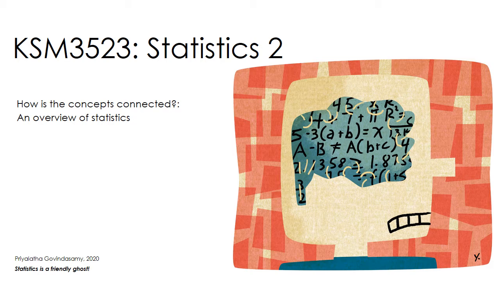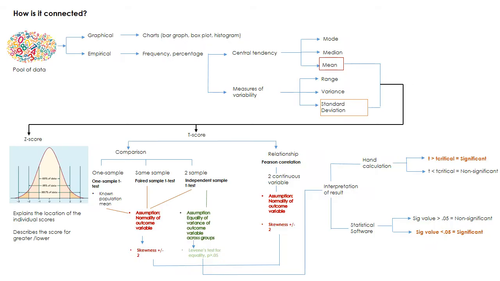In this video, I'm going to show you how the concepts that we have learned in Statistics 1 are connected, so that you have an overview of what we are actually doing in statistics. So how are the concepts in statistics connected? The purpose of statistics is to organize, summarize, and communicate the data or the information to larger audiences.